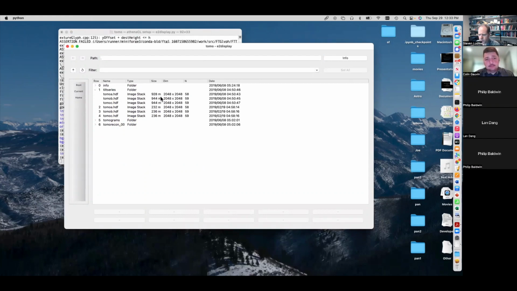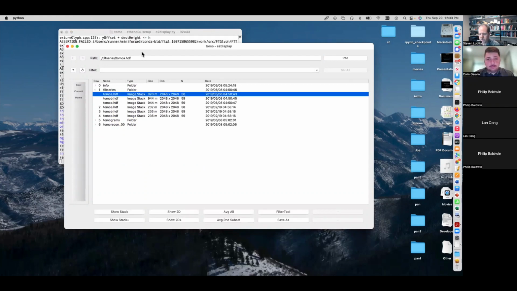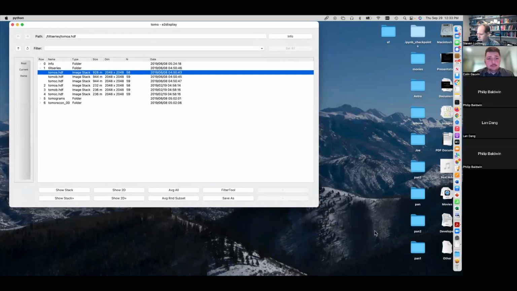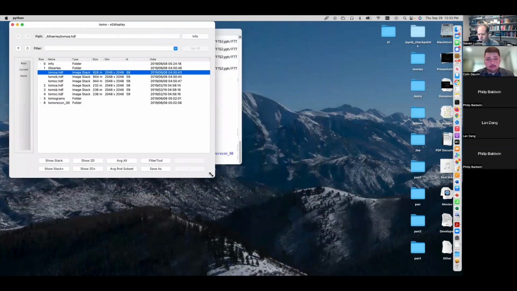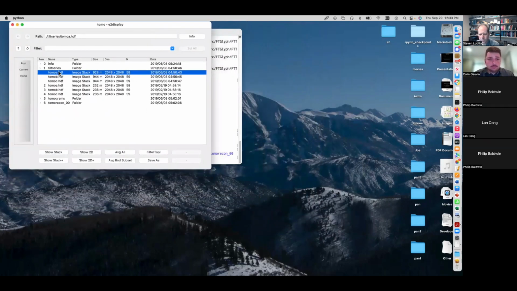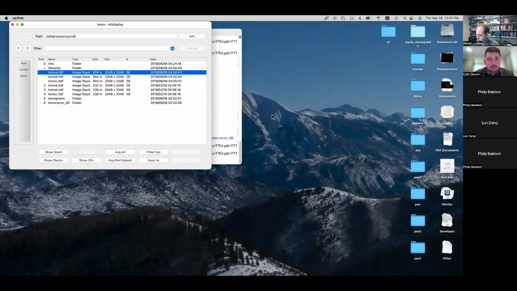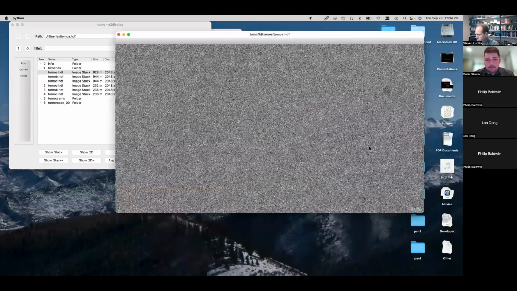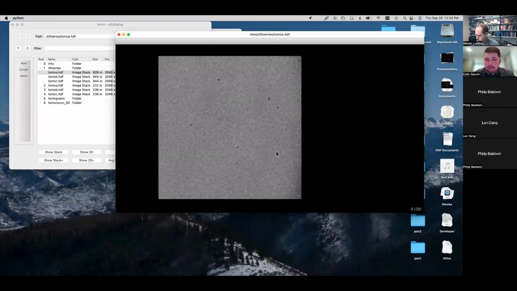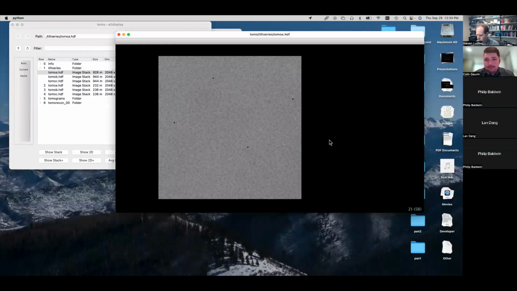So here we've got the tilt series. This is the standard ribosome data set that we use for the tutorial. If we just look at this tilt series, oh, I should have done it the other way. Hang on. Show 2D. And we can work our way through the tilt series.